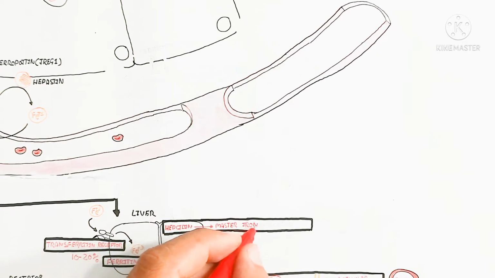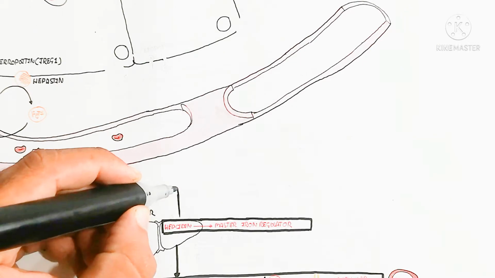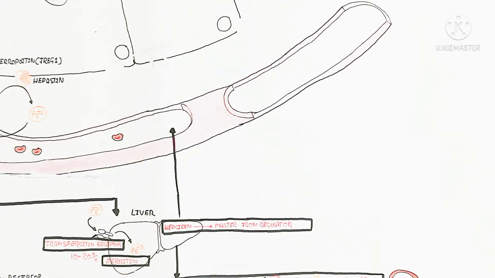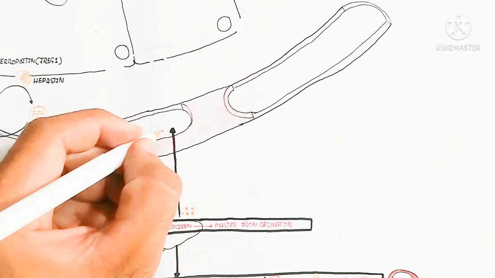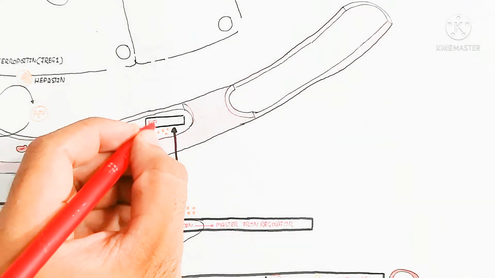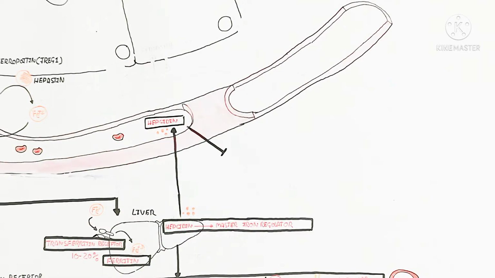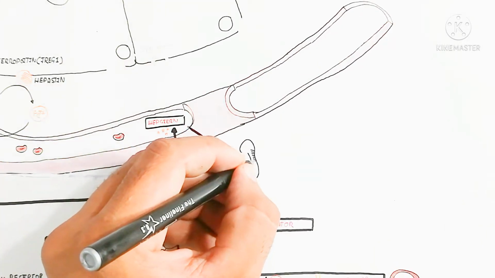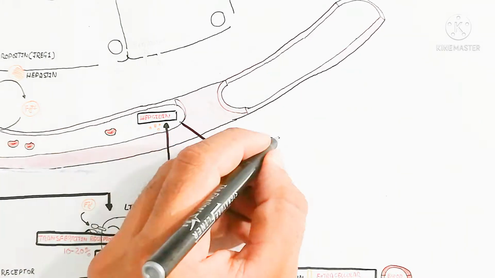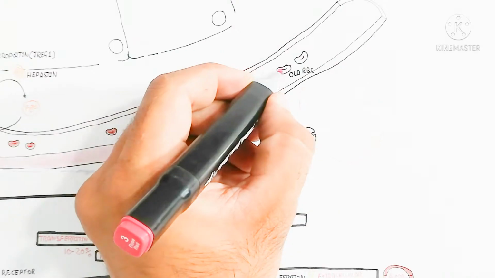So here is the hepcidin. Hepcidin plays a functional role. Hepcidin is the master iron regulator, which plays a role in homeostasis formation. When hepcidin goes into the blood circulatory system, it will inhibit the ferroportin channel, so that inhibits the absorption of more iron.